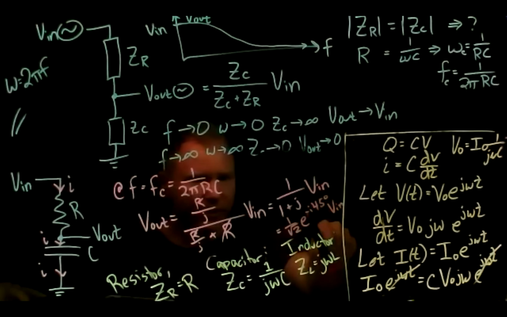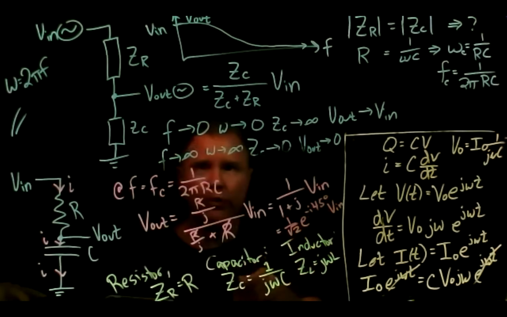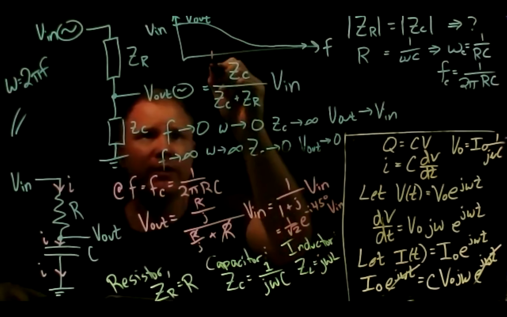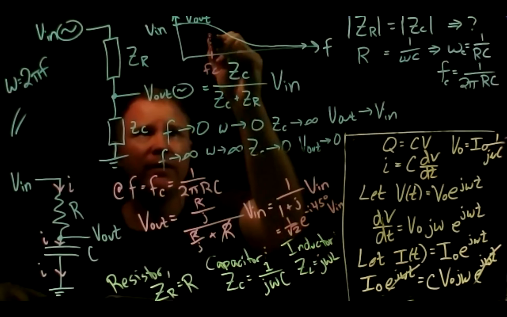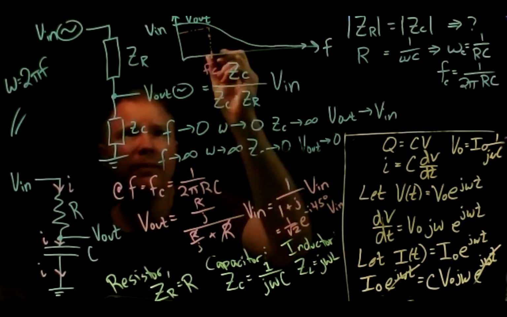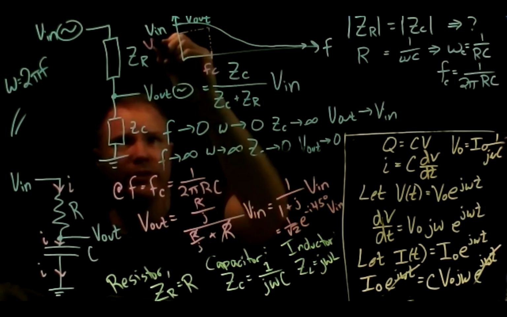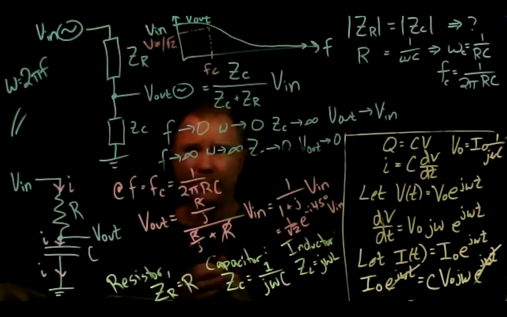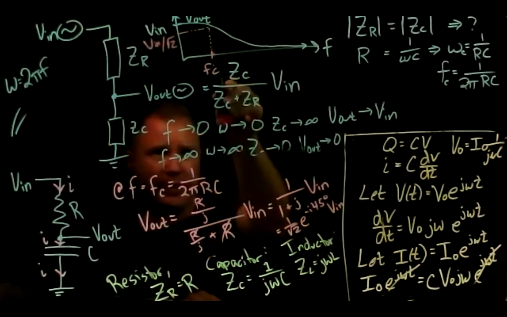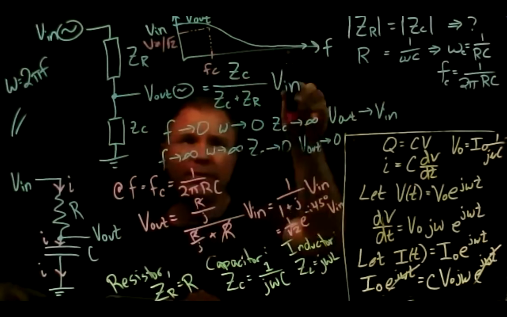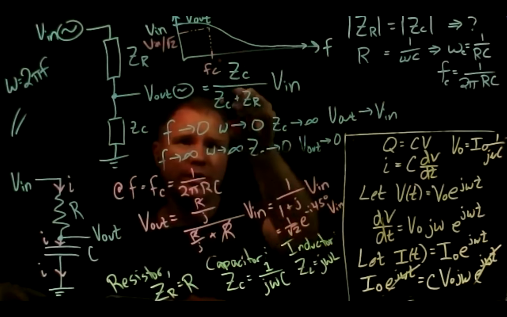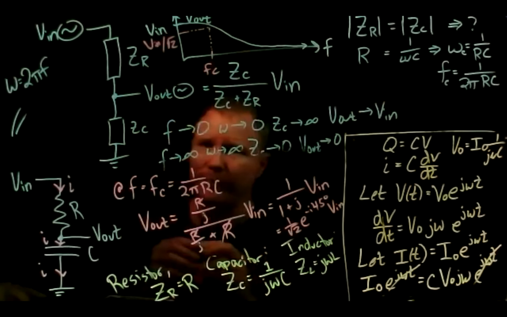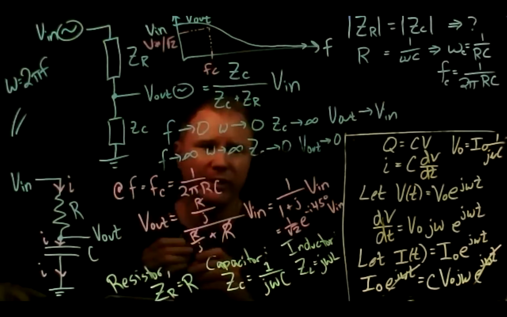So I'm not going to worry about the phase so much, but the magnitude is 1 over the square root of 2. What that means is that at this special place, at the corner frequency, Fc, the magnitude is down by a factor of square root of 2. So this is Vn over square root of 2. Above this corner frequency, you start to get much lower amplitude. Below this corner frequency, you get closer and closer to Vn. This is kind of where the transition happens, where the magnitudes of the impedances are the same.